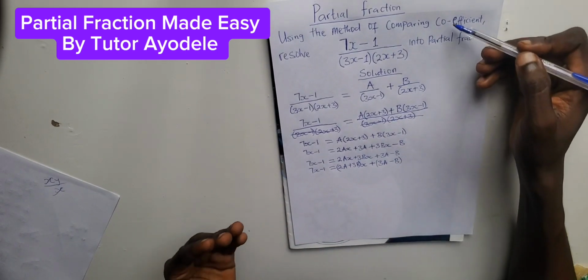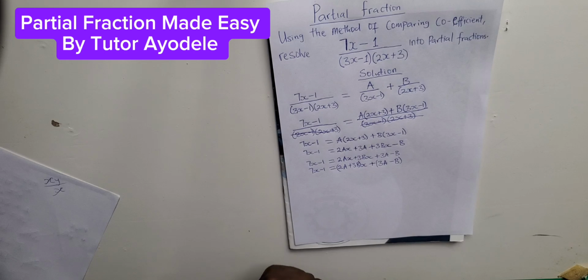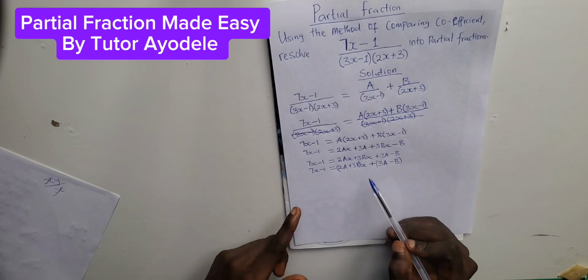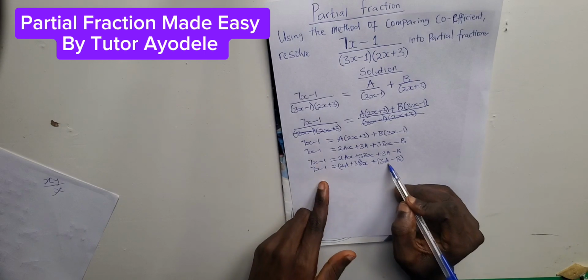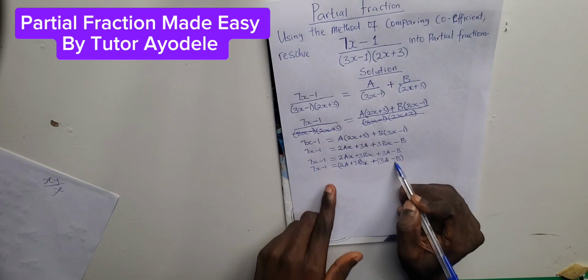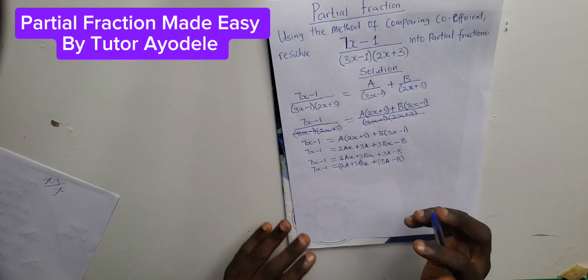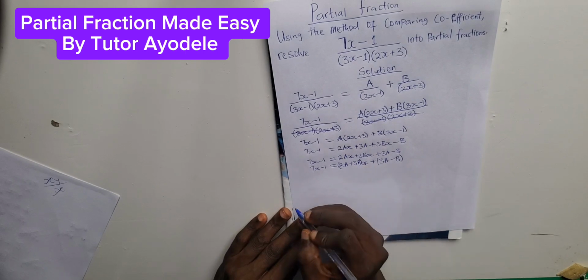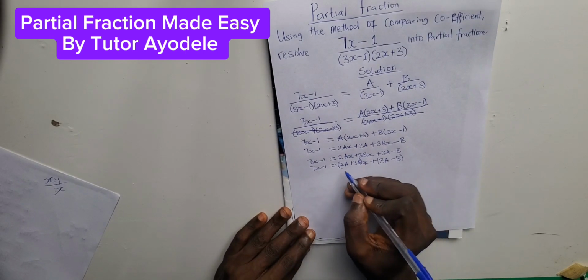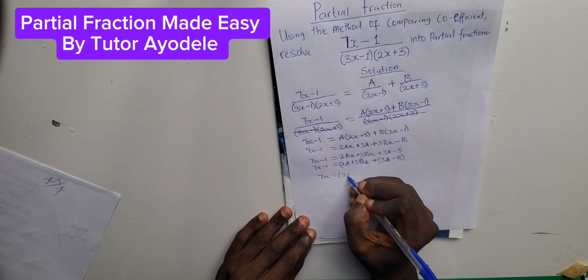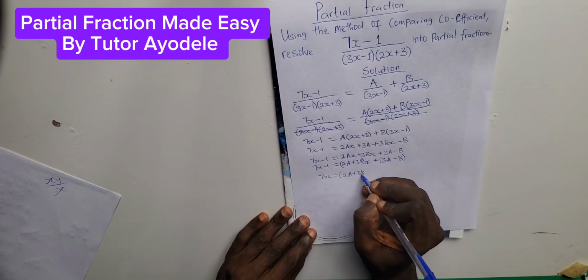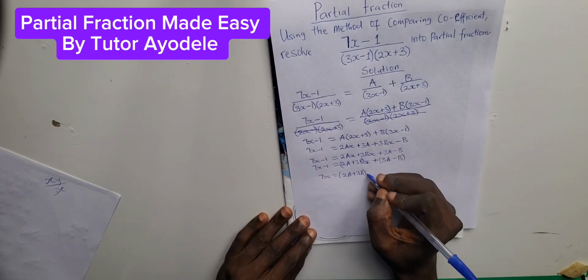Now, we have to use the coefficient method. If I'm to use the coefficient method, this with x and this with x compare together. This doesn't have x, this also doesn't have x. I will compare them together. So to compare this and this together, I will have what? I will have 7x equals to what? 2a plus 3b, everything in bracket x.